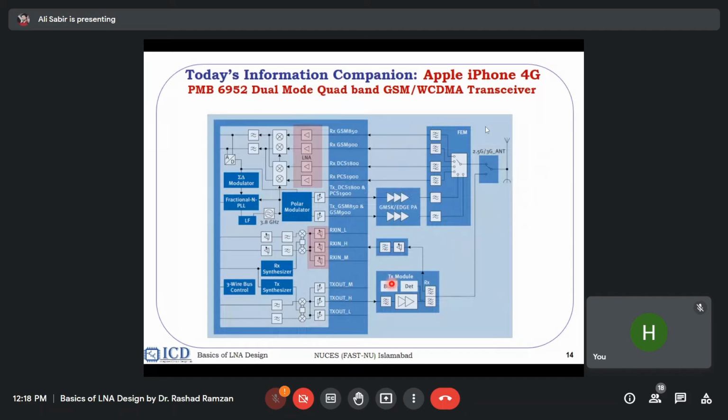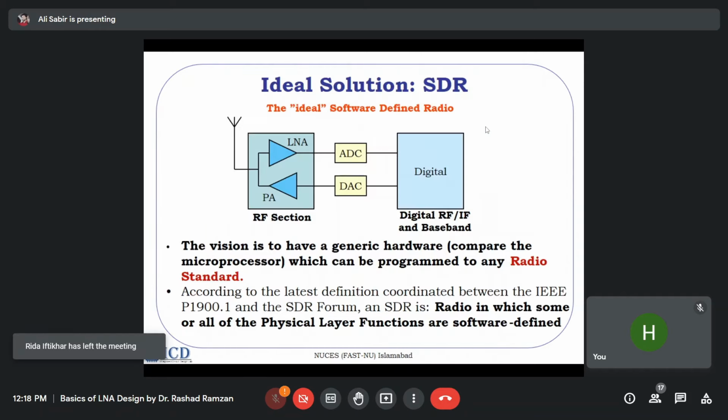So this is a typical diagram. The previous slide was the hardware, and this is the typical diagram. You see here I have highlighted the number of LNAs. This is the number of low noise amplifiers used in any current mobile device you have. So we are using 7-8 different low noise amplifiers in our phone.